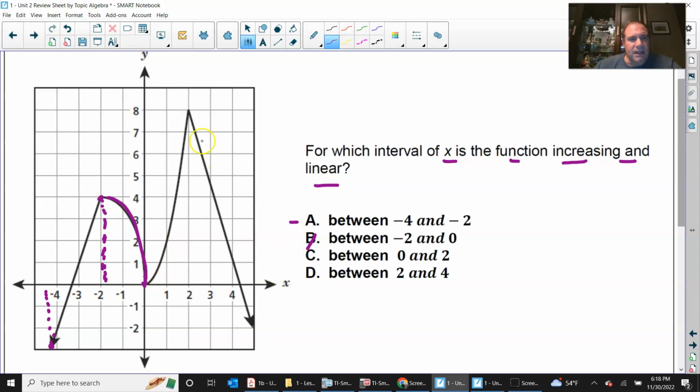Between 0 and 2, you see this curve? That's no good. That's out. Nonlinear. Between 2 and 4, that is going down. They want increasing and linear. Between -4 and -2, it's increasing and linear. That's it. Goes up and is straight. That is it.